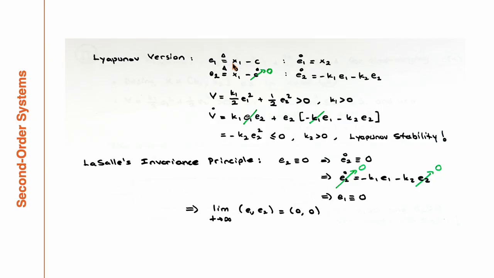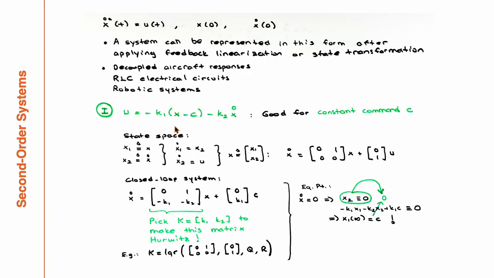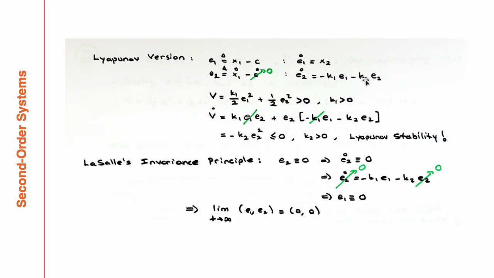So e1 dot becomes, if you take the derivative of the first one, since I am trying to form the error dynamics, x1 dot minus 0. x1 dot is x2, or e2. I should have written e2 here since they are the same. And e2 dot is x1 double dot. If you insert x1 double dot, which is u, minus k1 e1 minus k2 x2, and x2 was e2. That's why you have this dynamics.